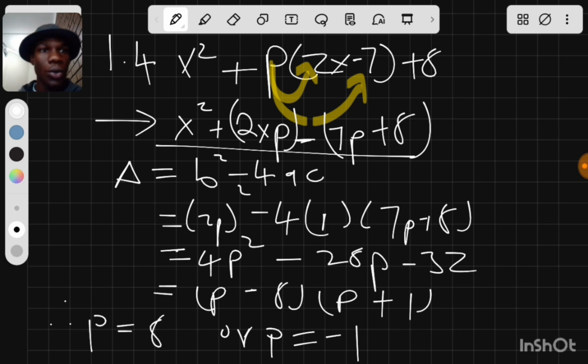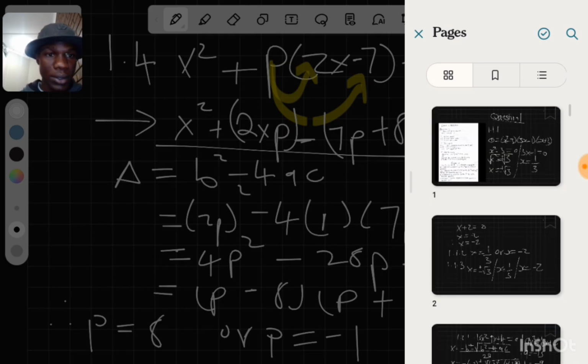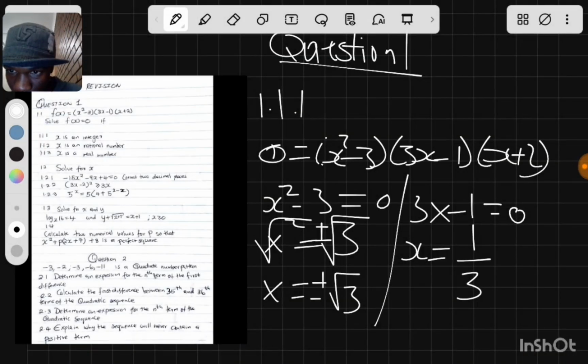So let's go for the next question, and I think it's question 2, number patterns. It won't give us a problem. Here is our number pattern. It's written as 2, minus 3, minus 3, minus 2, minus 3, minus 6, minus 11, is a quadratic.